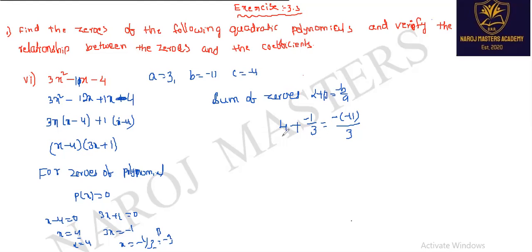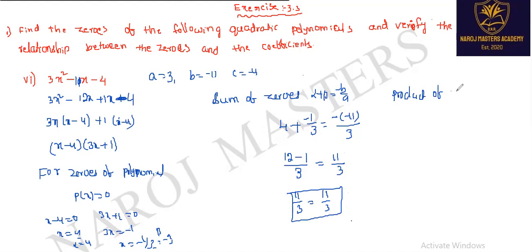So here it is, 4 3s are 12 minus 1 by 3 equal to minus of minus plus 11 by 3, and this is 12 minus 1 is 11, 11 by 3 equal to 11 by 3, hence proved. Okay, so LHS is equal to RHS. Now substitute in product of the zeros.